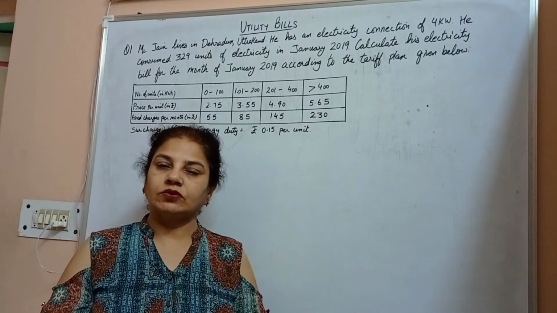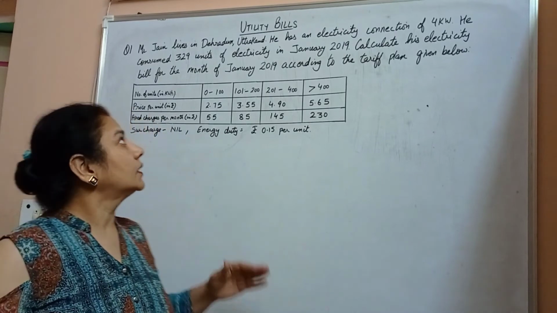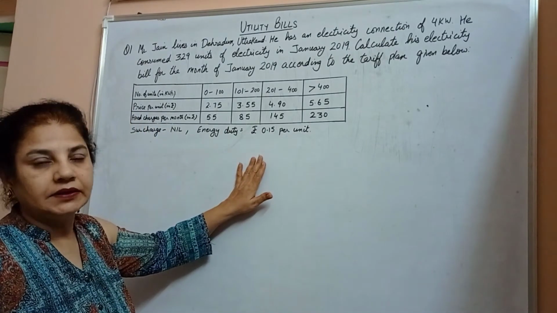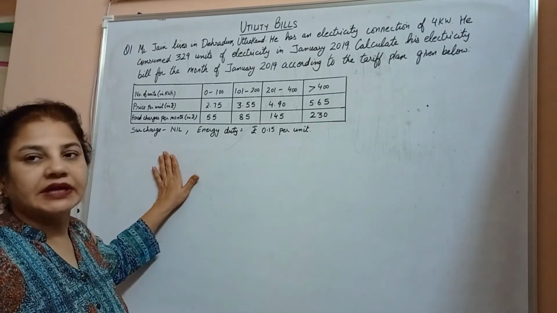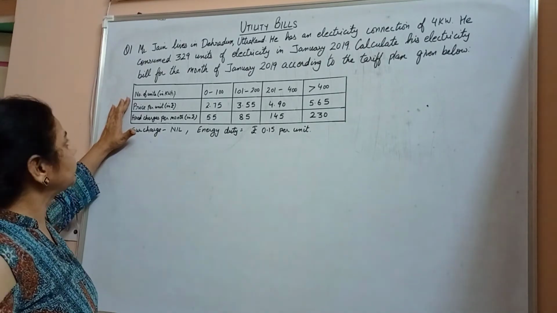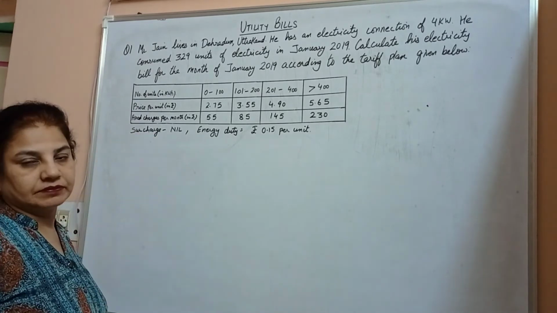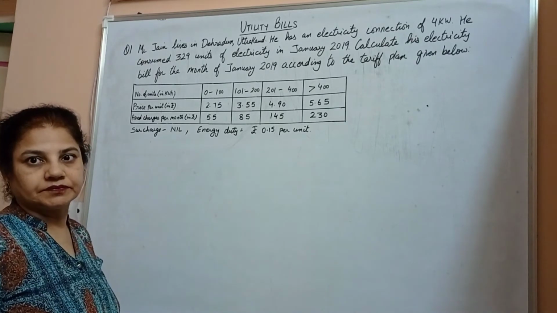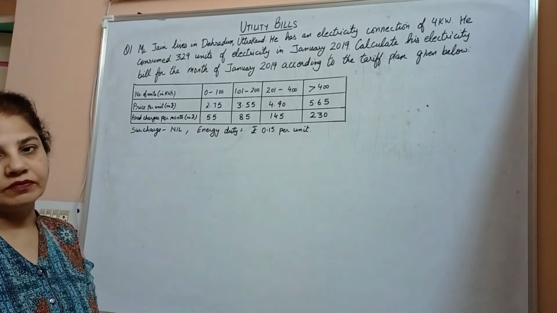Mr. Jain lives in Dehradun, Uttarakhand. He has an electricity connection of 4 kilowatt. He consumes 329 units of electricity in the month of January 2019. Calculate the electricity bill for January 2019 according to the tariff data given. The number of units in kilowatt hour, price per unit in rupees, and fixed charges per month in rupees are given. Surcharge is nil, energy duty is 15 paisa per unit. Now first of all, we calculate the number of units consumed for the given month.